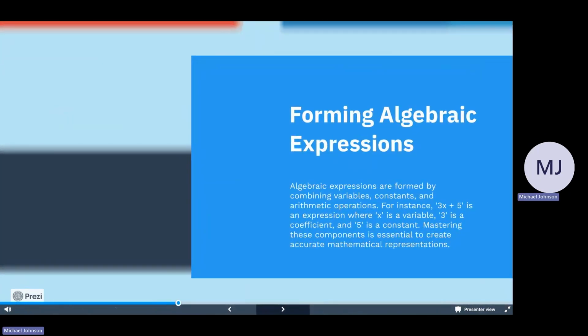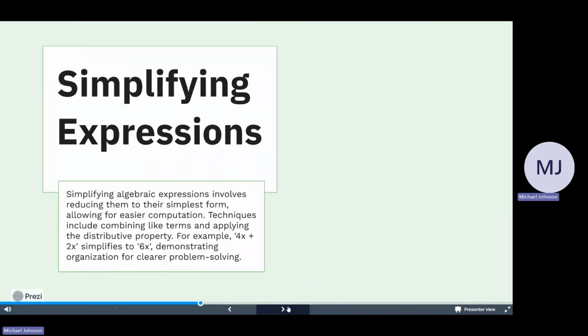Algebraic expressions are formed by combining variables, constants, and arithmetic operations. For instance, 3x plus 5 is an expression where x is a variable, 3 is a coefficient, and 5 is a constant. Mastering these components is essential for creating accurate mathematical representations.